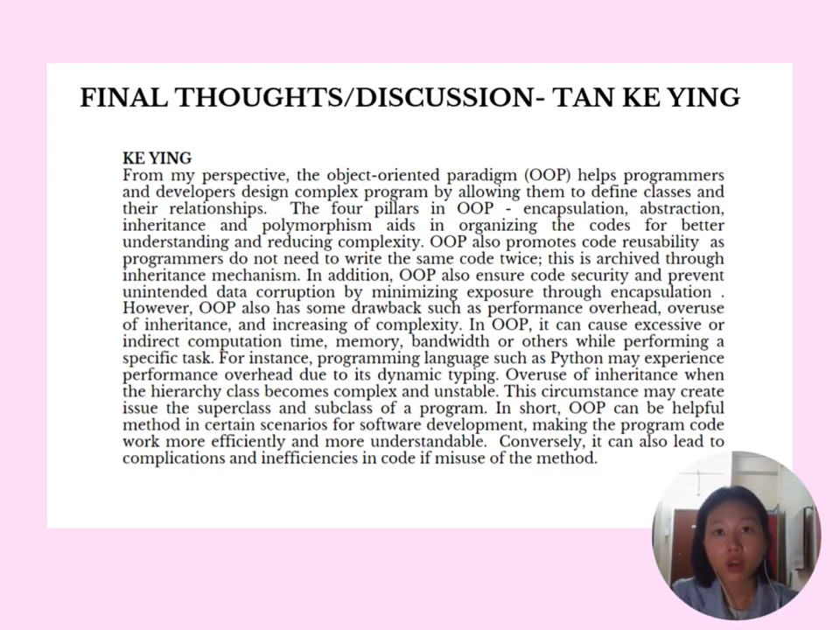From my perspective, the object-oriented paradigm, OOP, allows programmers to manage complex software by organizing code into classes with defined relationships, promoting code reusability and reducing complexity through its four pillars: encapsulation, abstraction, inheritance, and polymorphism. While OOP enhances code security and structure, it can also introduce performance overhead and complexities, particularly if inheritance is overused or if dynamic languages like Python are involved. Overall, OOP is valuable for making code more efficient and understandable, but it requires careful implementation to avoid potential pitfalls.